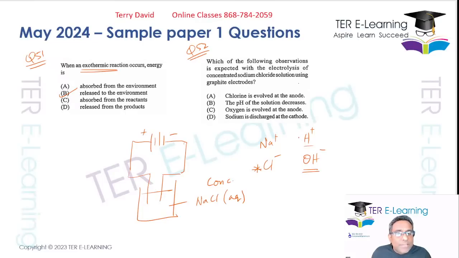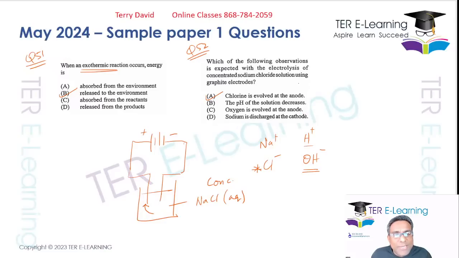So chlorine is evolved at the anode. So Cl minus is going to come here. Is that making sense? So 52A makes sense already, but let's check all the other answers.